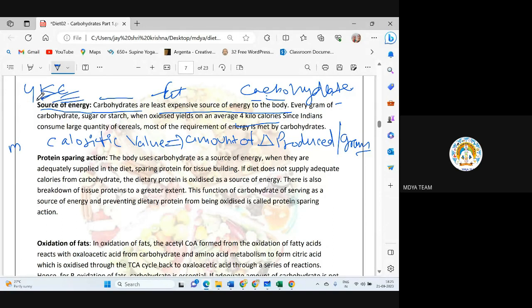So when our body takes 1 gram of carbohydrate, it produces 4 kilocalorie or 4 calorie of energy. Calorie is a measurement of energy. Like we have units for measurement of everything: we measure distance in kilometer, we measure amount of water in liter, we measure weight in grams. Similarly, we measure energy in calorie. Calorie is the unit of energy. So both kilocalorie and calorie are the same.